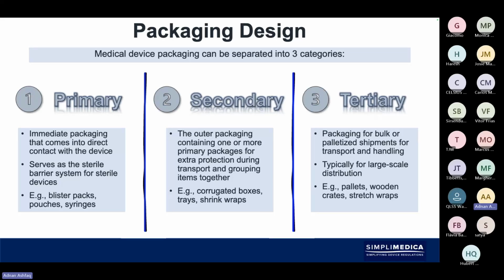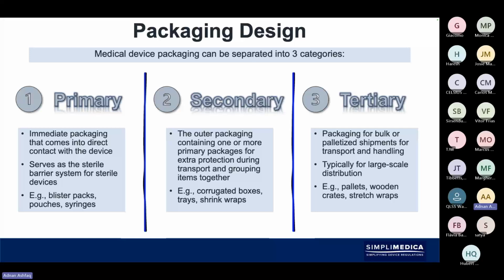Well, primary packaging could be defined as the immediate packaging that comes into direct contact with the device. That would then serve as a sterile barrier for the sterile devices. So examples are blister packs, pouches, syringes, which are containing the medical device directly. So it's in contact directly with the device.